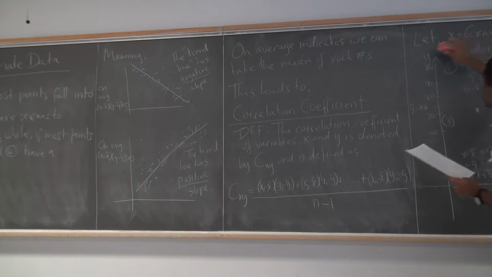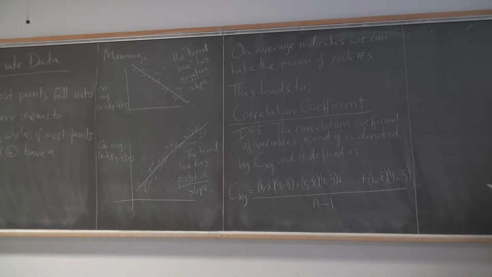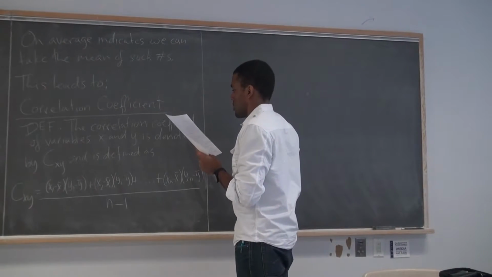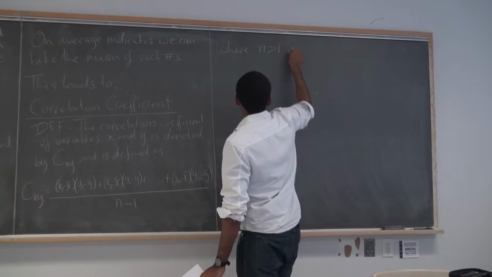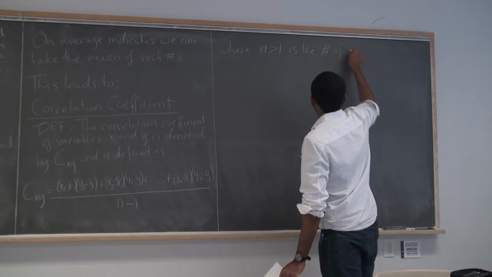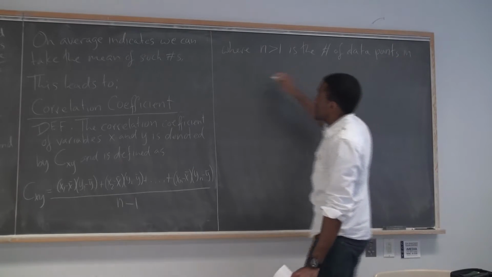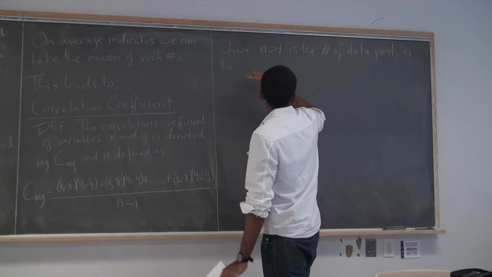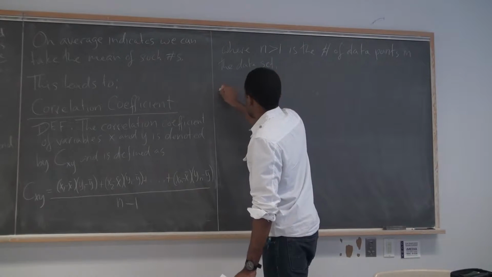So let's continue. Here, n, where n is greater than 1, is the number of data points in the data set. Example.